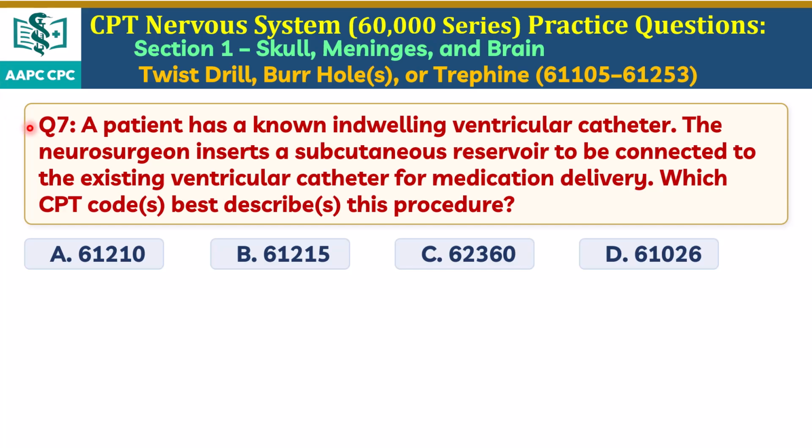Question number 7, a bonus question. A patient has a non-indwelling ventricular catheter. The neurosurgeon inserts a subcutaneous reservoir to be connected to the existing ventricular catheter for medication delivery. Which CPT codes best describe this procedure? So there are 4 answers available. Take your CPT code book and find the answer.